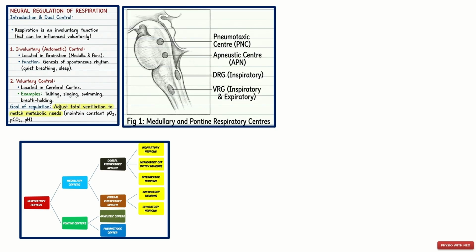Now let's review the entire answer quickly. As I said, do not directly start with the answer, start with the introduction. We have seen that in the introduction we have written only 2 points, about involuntary and voluntary control. Then we have written about the respiratory centers, this flow chart. Along with this flow chart, there is one important point, that is this diagram of the medullary and pontine respiratory centers with the labeling on the right side.